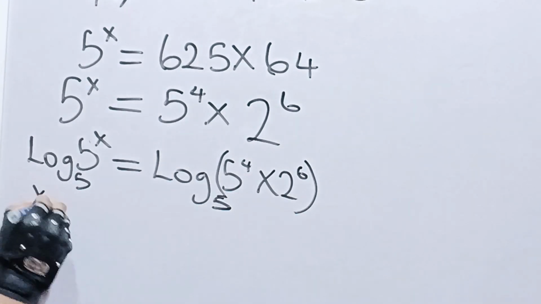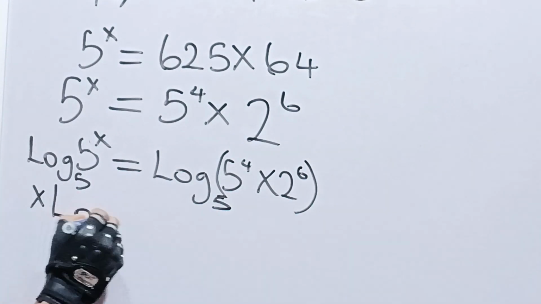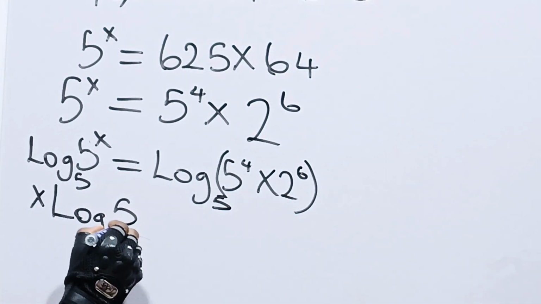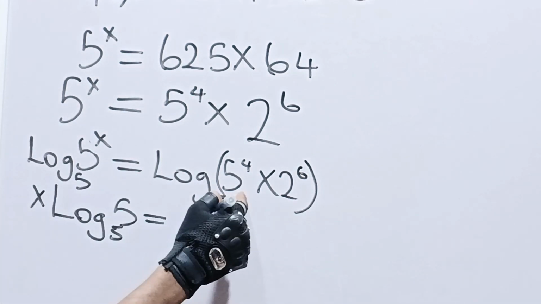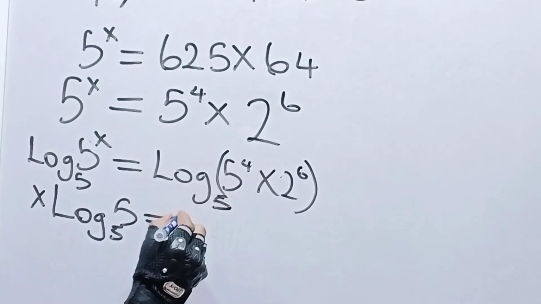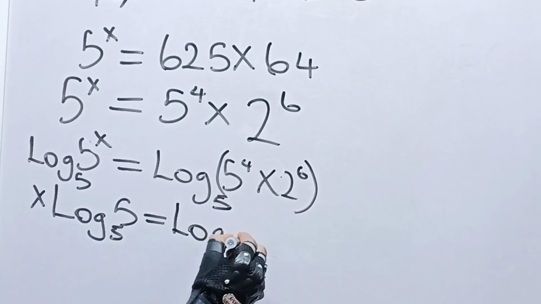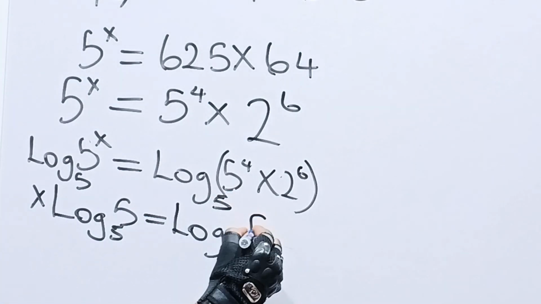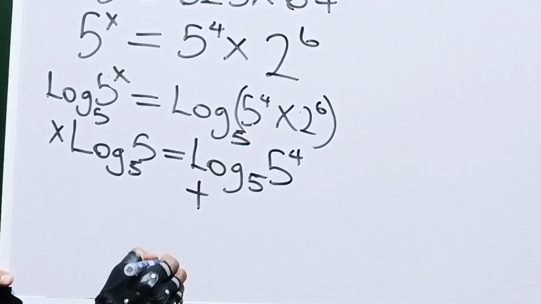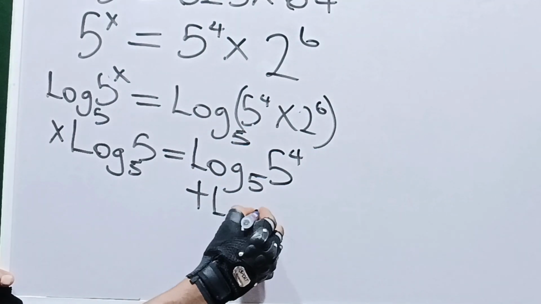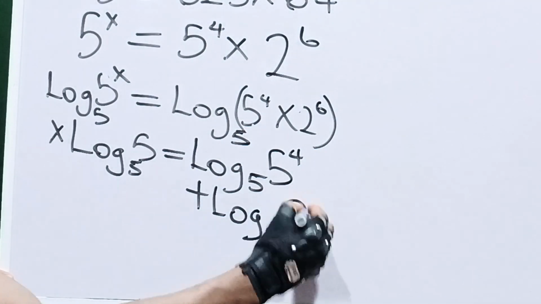Now we have that this is x, times logarithm of 5 to base 5, and this will give us something very interesting. I'm going to come to this in a second. But for this side, you split this up. When you see multiplication, you split up. So we have logarithm in base 5 of 5 raised to the power 4. Now instead of multiplication, you're going to have plus, logarithm in base 5 of 2 raised to the power 6.